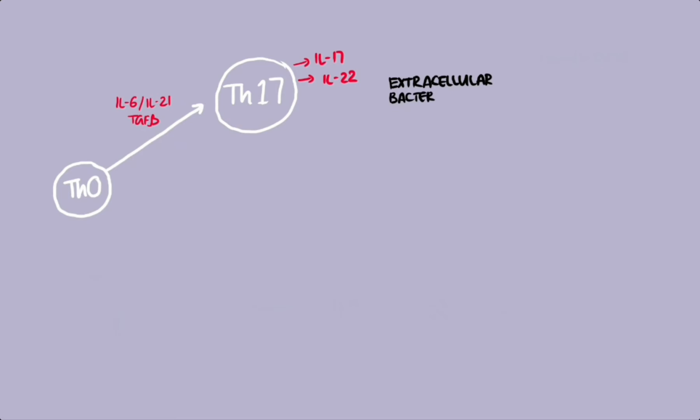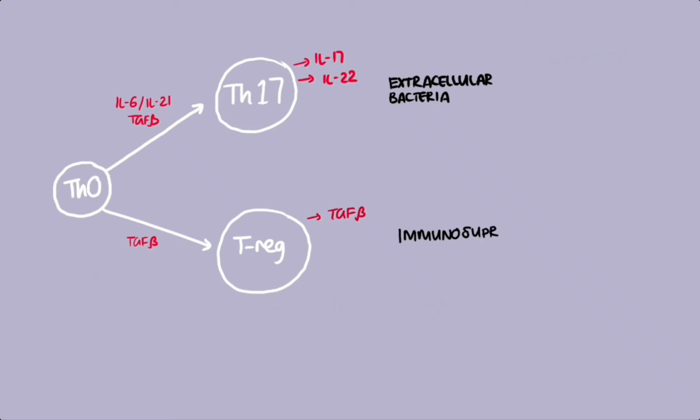It's important to know that CD4 cells can also become other types of cells, so not just Th1 and Th2. They can also differentiate into Th17, depending on the cytokines present, and that helps in defense against extracellular bacteria. And in the presence of TGF-beta, it can differentiate into a T regulator cell, which secretes TGF-beta and helps in immunosuppression.